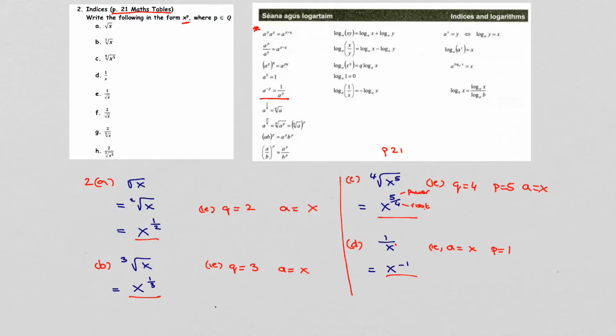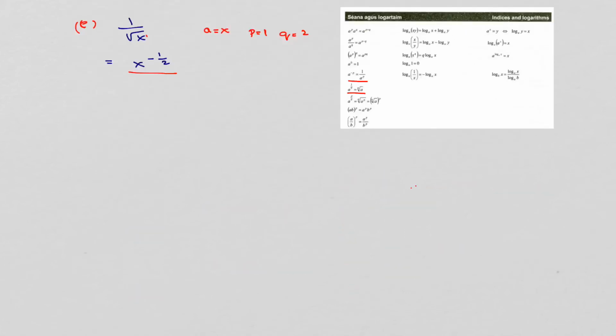So the next one then is 2 over root x, which is f. So 2 over root x, that is exactly the same as saying 2 times 1 over root x. And we've actually just written 1 over root x as x to the power of minus a half. So in other words, that's the same as saying 2 times that, which is just 2x to the power of minus a half. So always be careful with those ones. If there's a constant on the top, just remove it and break down the rest of the question. It's always a lot easier.